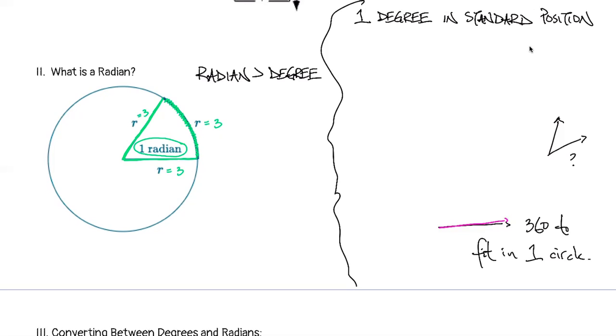So if we wanted to go back to our degrees for a moment, we know that 360 degrees fit inside of 1 circle. Okay. How many radians fit in 1 circle? 6, okay. So I don't know how good these drawings are going to be, but if I cut another slice, right? And then this would be another radian. And then I cut another slice. And this was another radian. And then another one. And then another one.